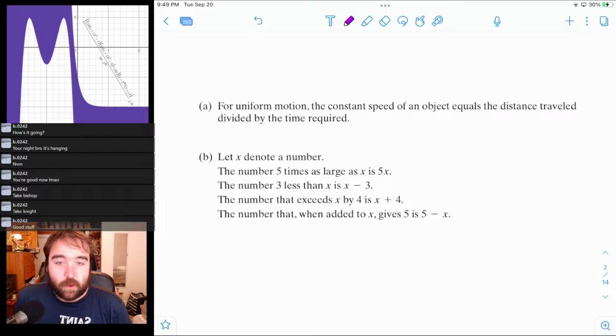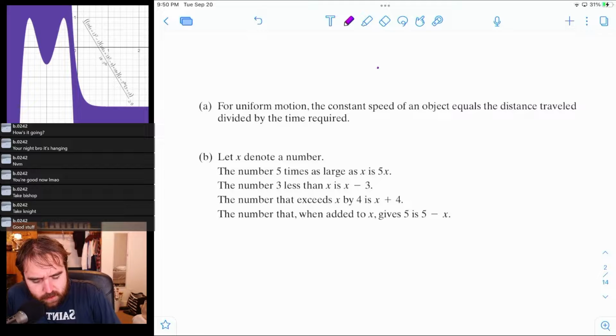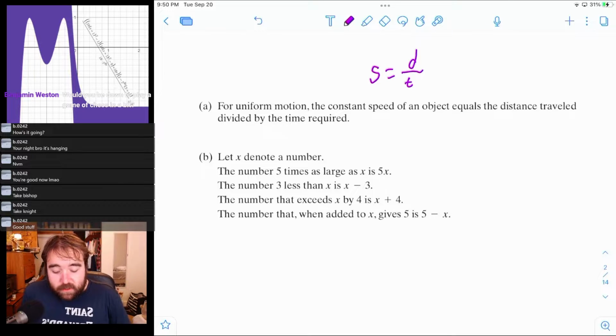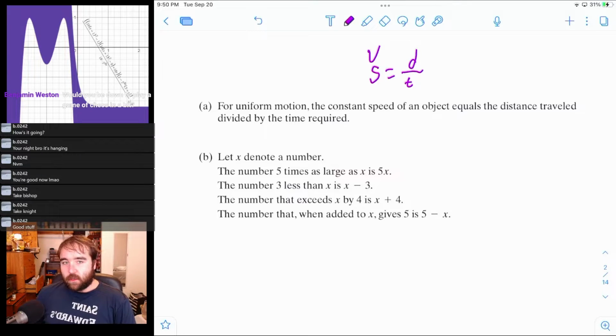So for A, for uniform motion, the constant speed of an object equals the distance traveled divided by the time required. Okay? So we'll just try to translate that directly. We'll say the speed s equals the distance divided by time. Okay? And that makes sense because another thing we might say for speed is velocity. The velocity is the distance divided by the time. So that makes sense.